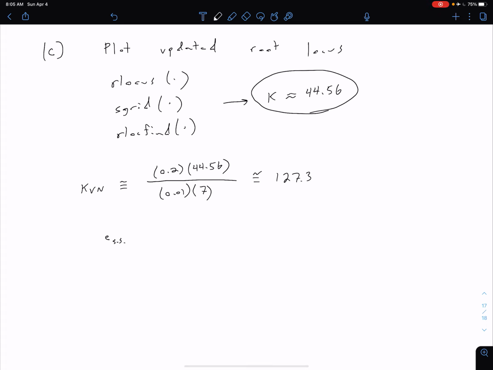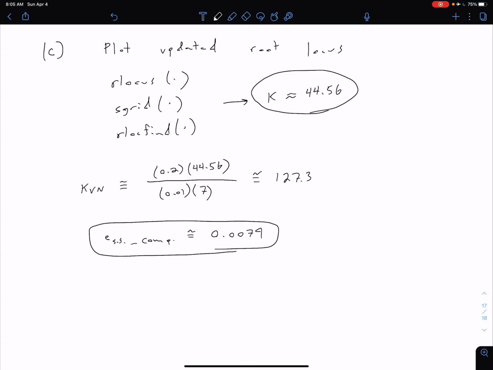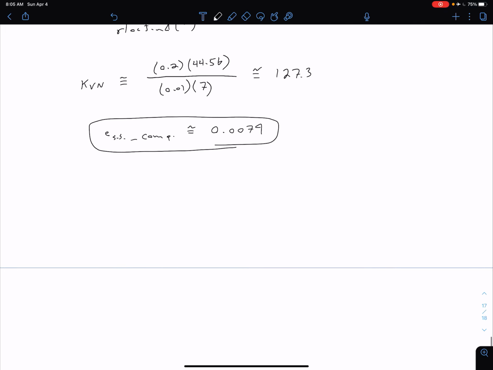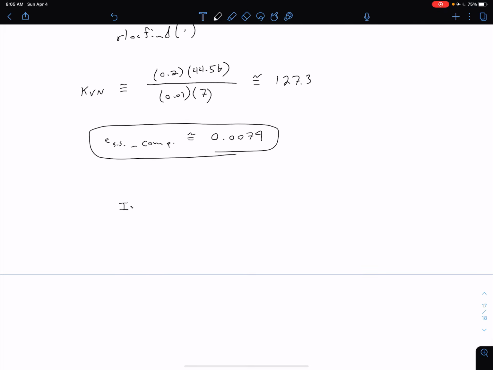So the steady state error with compensation is now approximately 0.0079. If we compare that to our initial steady state error without compensation of 0.154, we see that it ends up being an improvement of about 19.5 times. So a 19.5 times reduction in our steady state error.